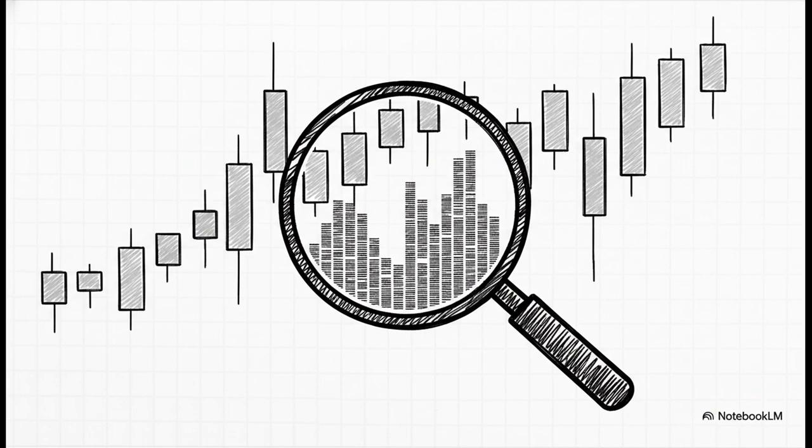And all of a sudden, you're not just staring at random price wiggles anymore. It's like having X-ray vision. You're actually seeing that institutional footprint. You can pinpoint the exact levels where the biggest market battles were fought.